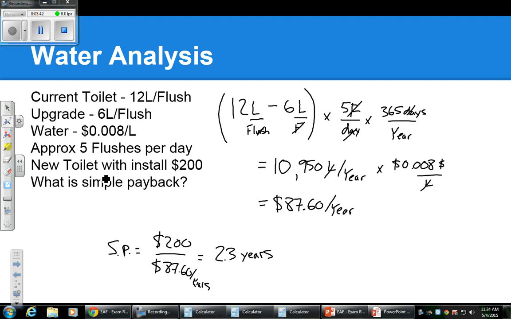Okay, moving on to the next question. Very similar in the level of difficulty here. Let's get this to advance.